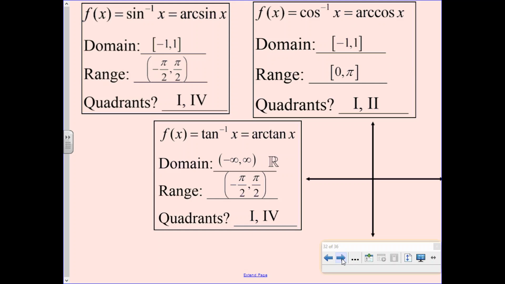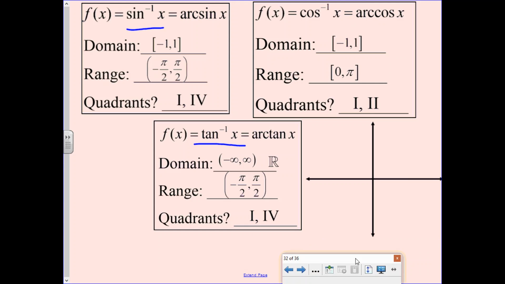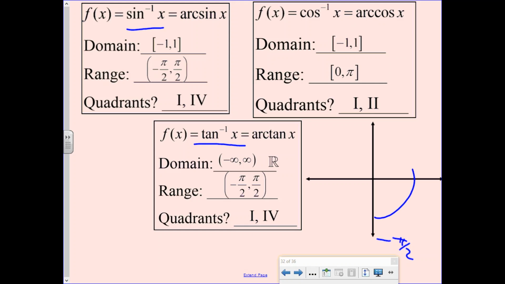Notice arcsine and arctangent have the exact same range, from negative pi over 2 to pi over 2. That means if we're starting down here at negative pi over 2, we're going from here to 0 all the way up to positive pi over 2. So in other words, we're in quadrants 1 and 4 for arcsine and arctangent.